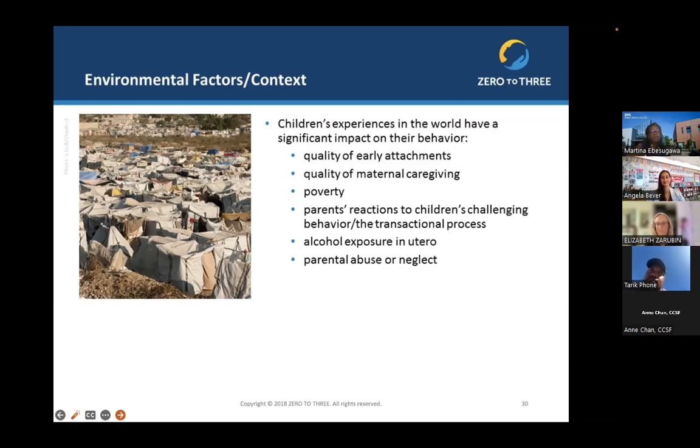Also, the parents' reactions to children's challenging behavior can also affect behavior. So the transactional process, which is basically, if you do this, I'll give you that. So we start to bribe children. Also alcohol exposure in utero, and then parental abuse or neglect. And these are all things that we've talked a little bit about in our earlier descriptions of brain development. We've talked about factors that affect brain development.